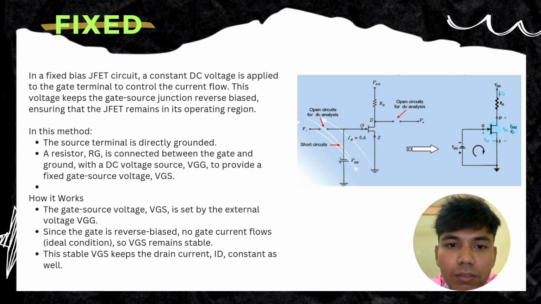How it works: the gate source voltage VGS is set by the external voltage VGG. Since the gate is reverse biased, no gate current flows in the ideal condition, so VGS remains stable. This stable VGS keeps the drain current ID constant as well.